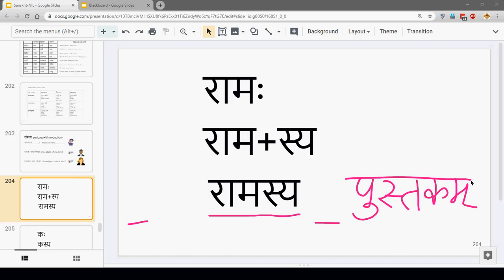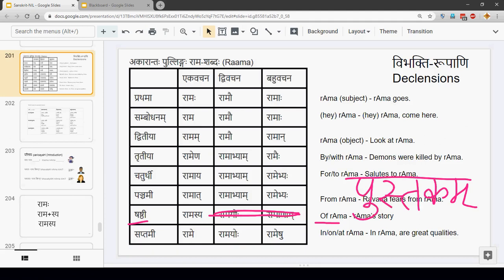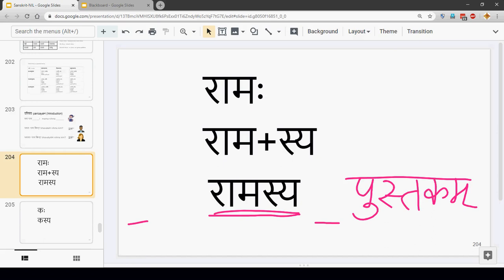What does this mean? Ramasya means it belongs to Rama. Ramasya, we know, is of Rama. The book of Rama. Because 'of' is already included in this case ending, this can come before pustakam or after pustakam. In English you can say Rama's book or book of Rama, but if you put Rama's after book, it may not make much meaning. Here, because the case ending is attached to the root word, it can be anywhere. Ramasya pustakam, pustakam Ramasya, it is fine.